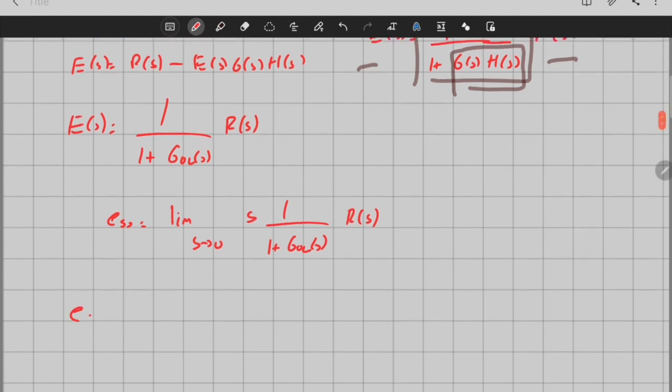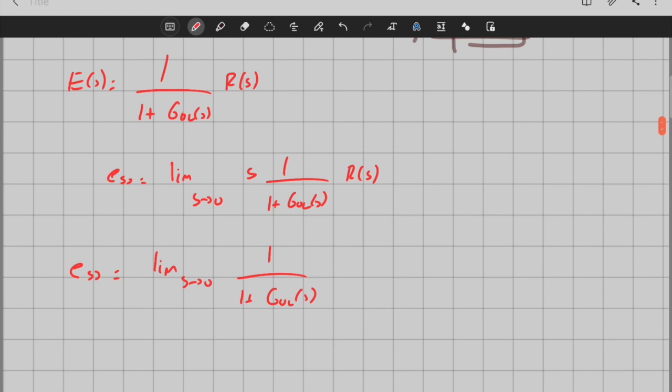So if we compute the unit step steady state error, we know that R of s is equal to 1 over s. In that respect, it will be simply equal to the limit as s goes to 0 of 1 over 1 plus G_OL of s. That's great. Before going into deeper analysis, let's analyze this a little bit. G_OL of s is technically a rational function in the s domain, a polynomial in s over a polynomial in s. So we just plug in s to obtain a number.